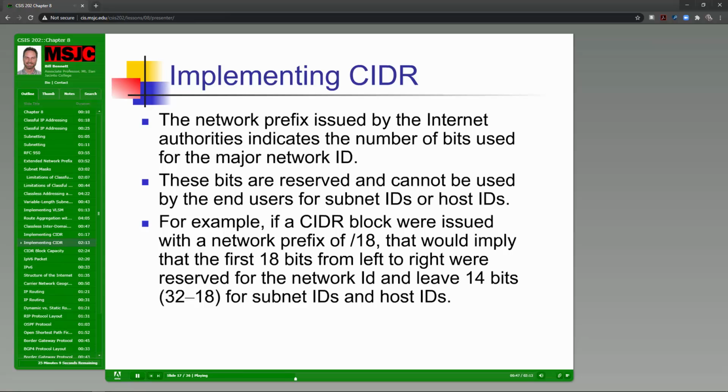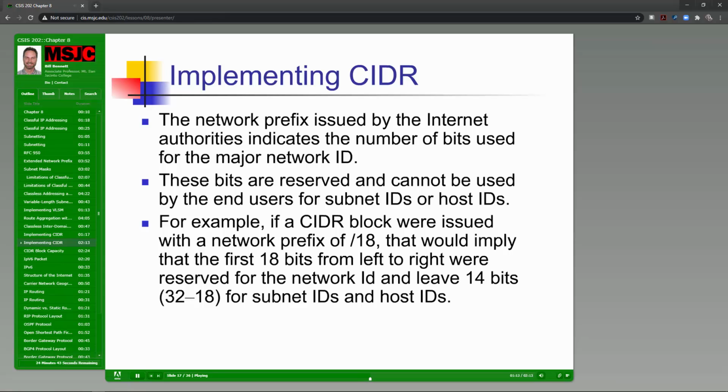They cannot be used by the end user for subnet IDs or host IDs. In other words, if they give you a CIDR value of a /19, the first 19 bits in your subnet mask must all be ones. You cannot back that up and make it smaller. You can't say, oh, I'll only use 16 ones and then begin my host. It won't work that way. The outside world won't find your devices correctly if you attempt to do that.